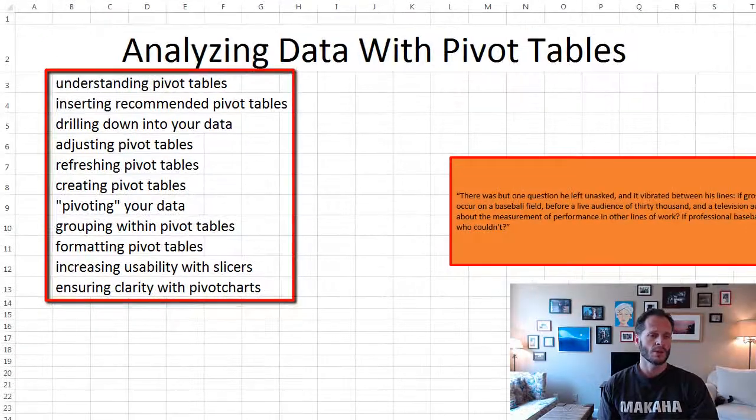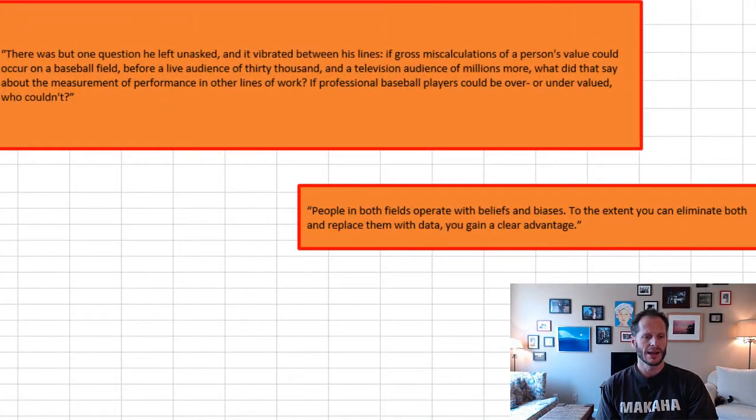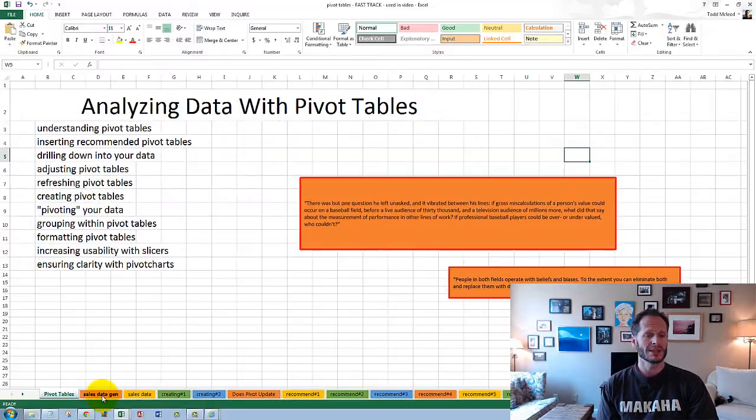So we're going to go over all these things right here in this video. And I put in a few Moneyball quotes from that book over here on the right, so you could read those if you'd like to check those out. But in order to do this, I'm going to need some sales data.